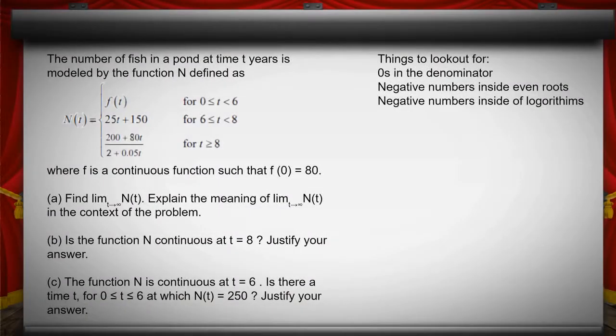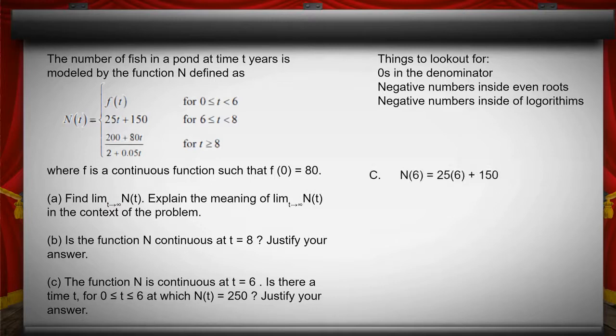For part C, the function n is continuous at t equals 6. Is there a time t, where t is in the interval from 0 to 6, at which n of t is equal to 250? Justify your answer. So we have to find the value of the function n at the endpoints of that interval, 0 and 6, and then see if 250 is in between those numbers.